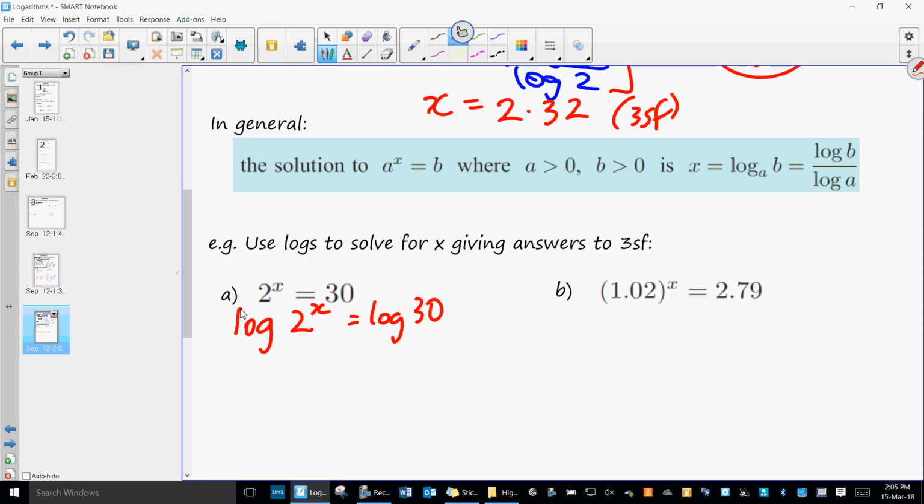Alright, so x is our power, so where can our power go, Brianna? Yeah, so I would write x log 2 equals log 30.